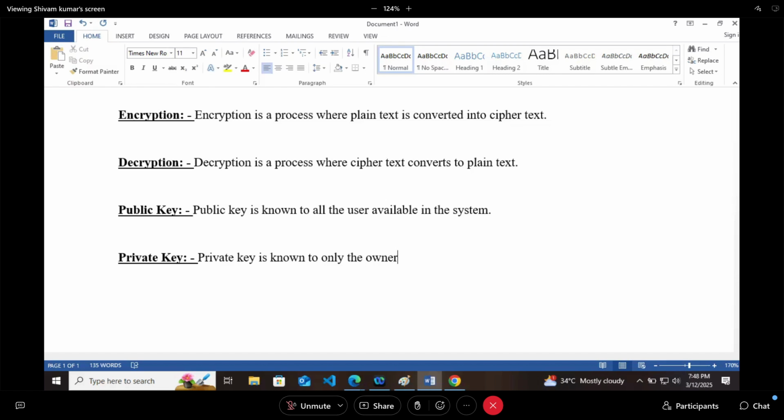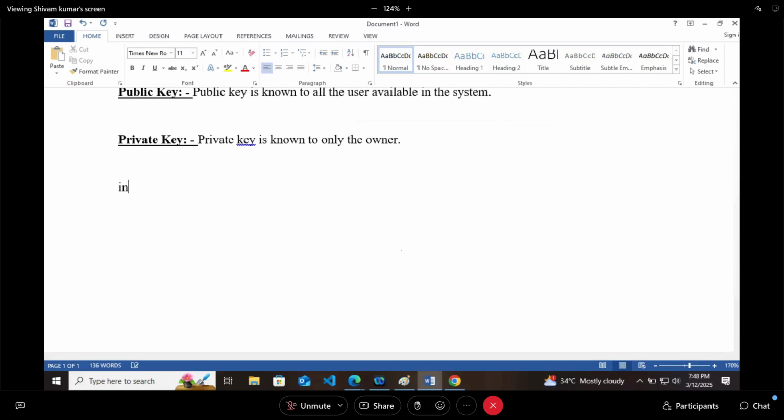In security, there is a method: a message which is encrypted using the public key can be decrypted by using the private key only.